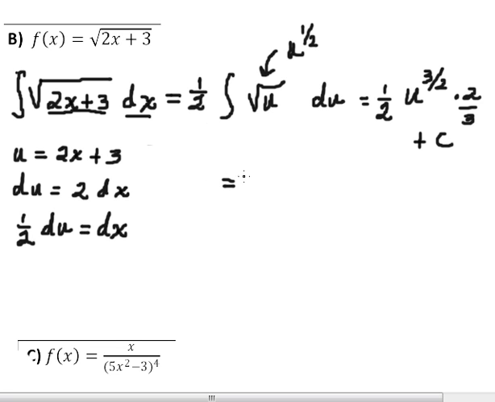All we have to do is put back x. So instead of u, we'll write 2x plus 3.